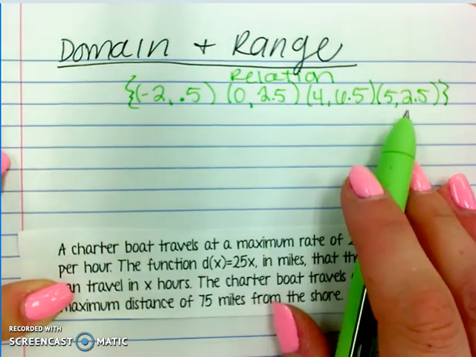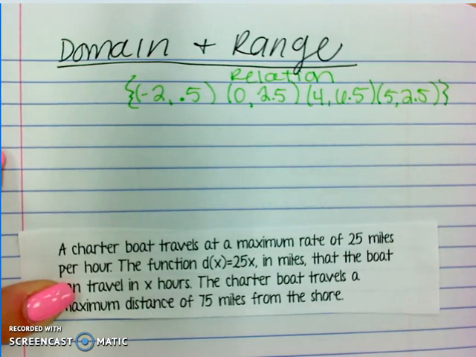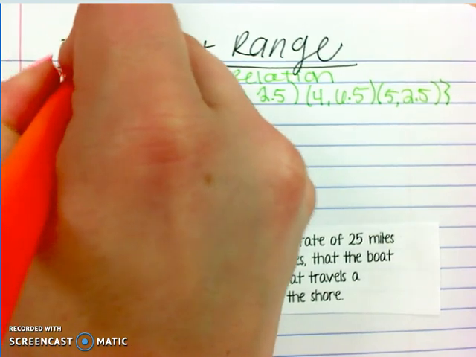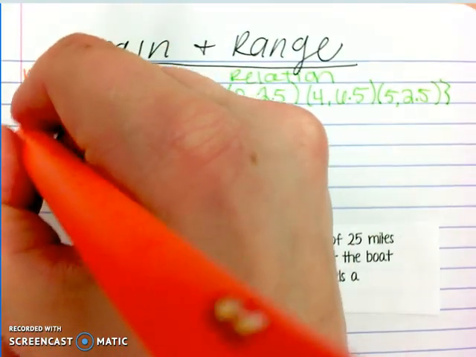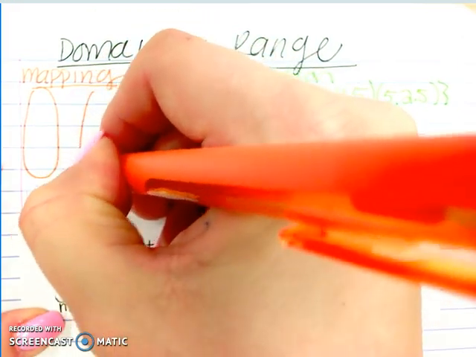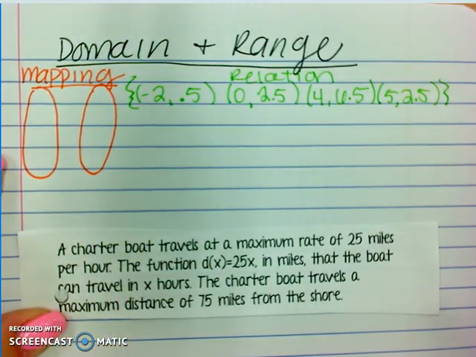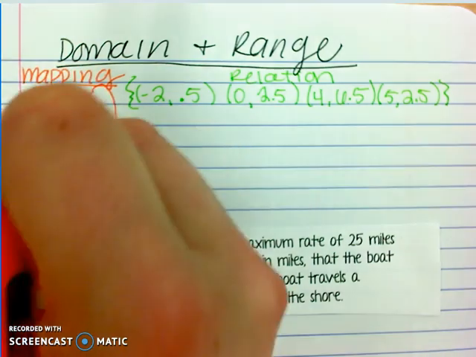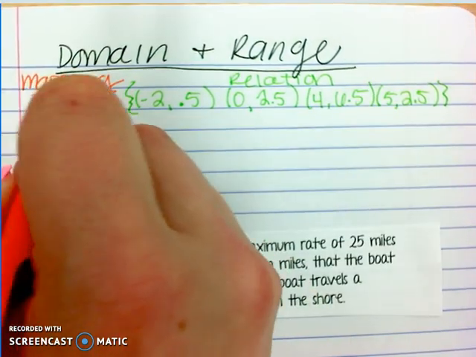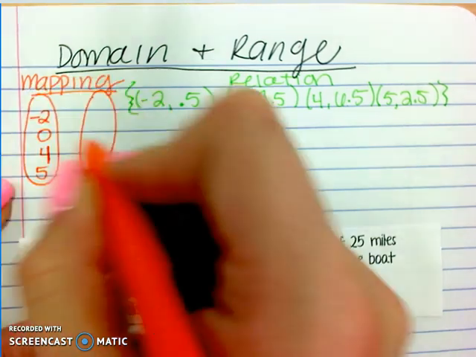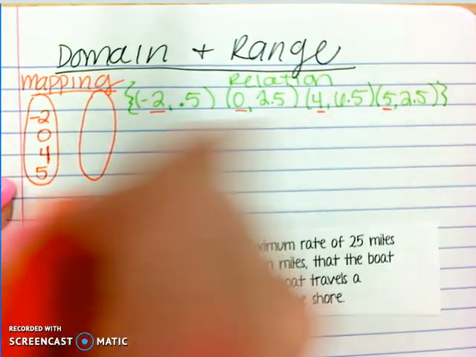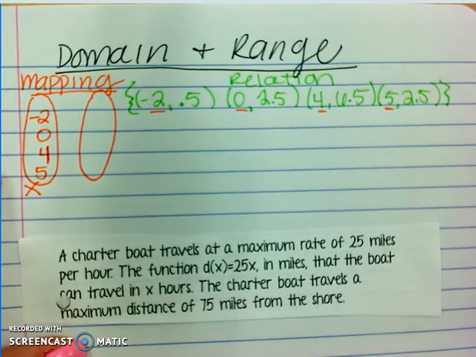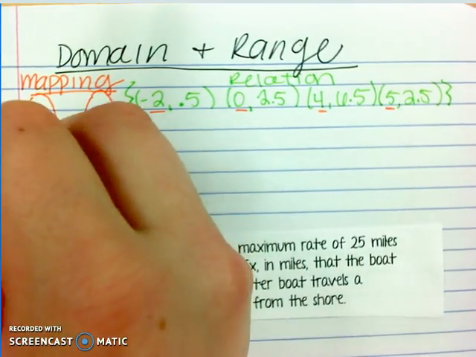Now with this relation I'm going to create a mapping. A mapping is two ovals that have our data inside of them. So I have negative 2, 0, 4, and 5. Those are the x values of my mapping, or we also know them to be called inputs.